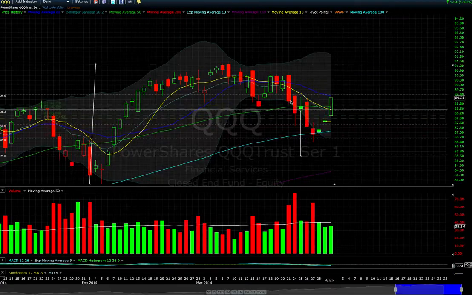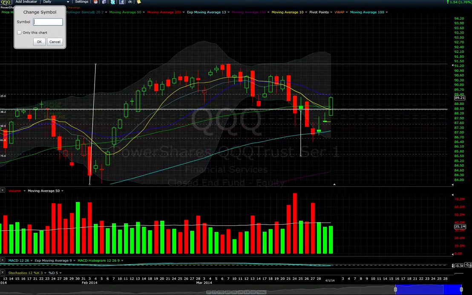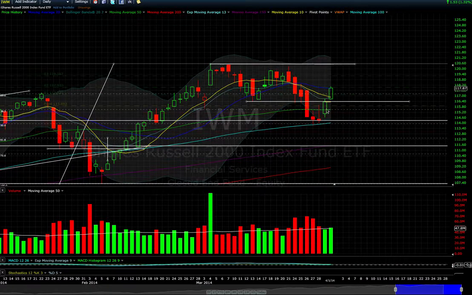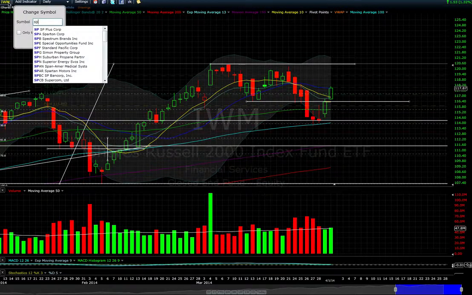Pretty much the same deal. Nice reversal here and hitting these moving averages. So nice reversal on the Qs as well, showing follow through. IWM, same thing. So a little bit surprising here. Nice 3-bar move so far into moving averages here. So nothing to go through there. But let's go to SPY and see.